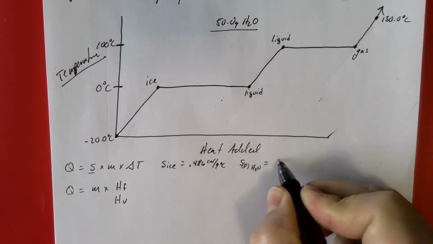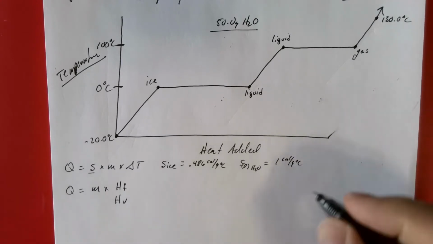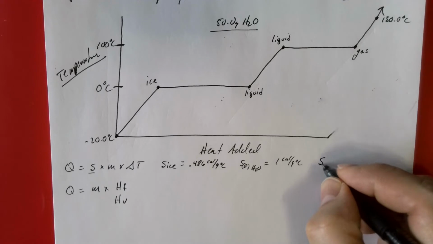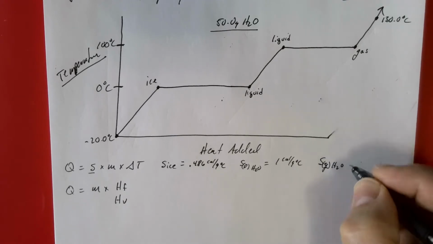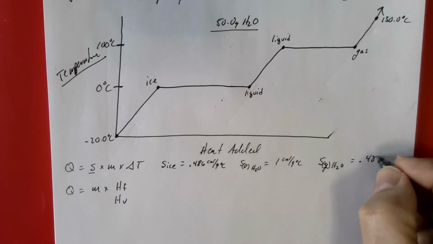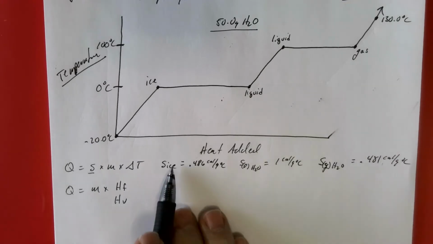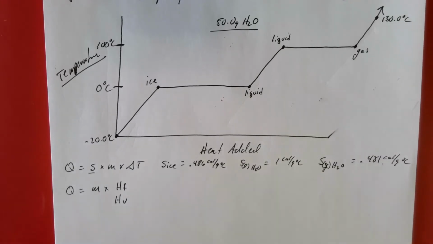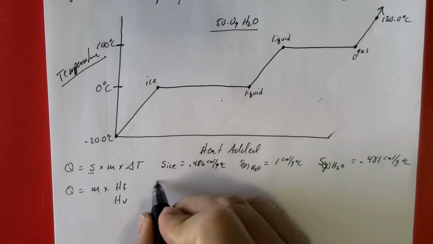Okay? And that is 1 calorie per gram degrees Celsius. And then you're going to have your S for a gas, H2O, that's gaseous H2O, and that is going to be 0.481 calories per gram degrees Celsius. Okay? There are 3 I would just write down on my 3x5. Okay? And you also need to know H of F and H of V.